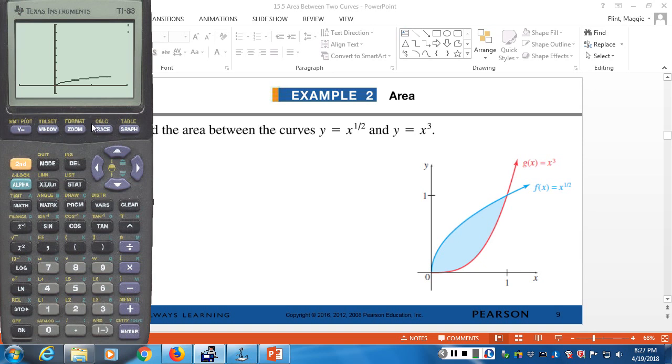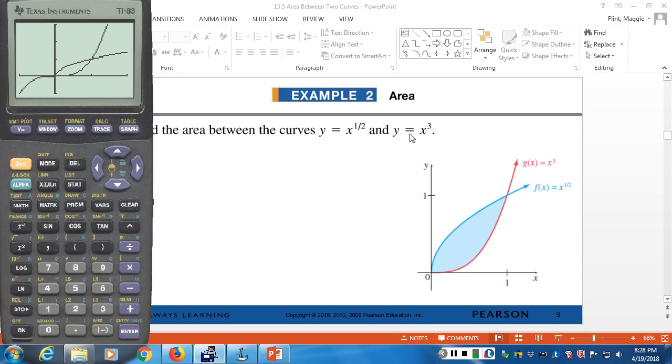So there goes one function. There goes the other one, and I see here that my window's way too tall. So I get a pretty good picture right there. So I need to know where these things intersect. And it's fairly easy to see that they're going to intersect at 0, because 0 to the 1/2 is 0, and 0 to the 3rd is 0. So they're going to intersect at 0. That one you can kind of observe.